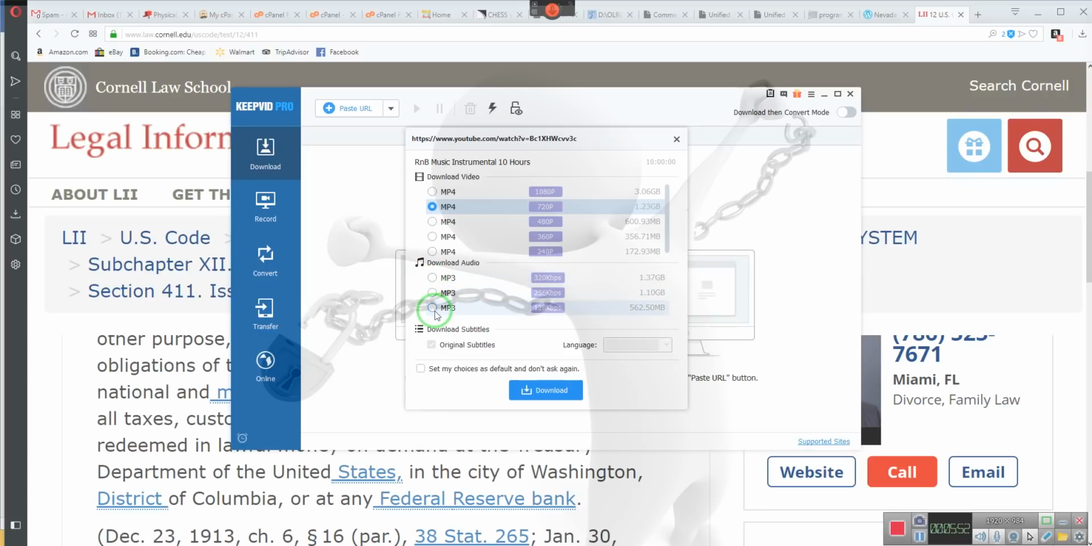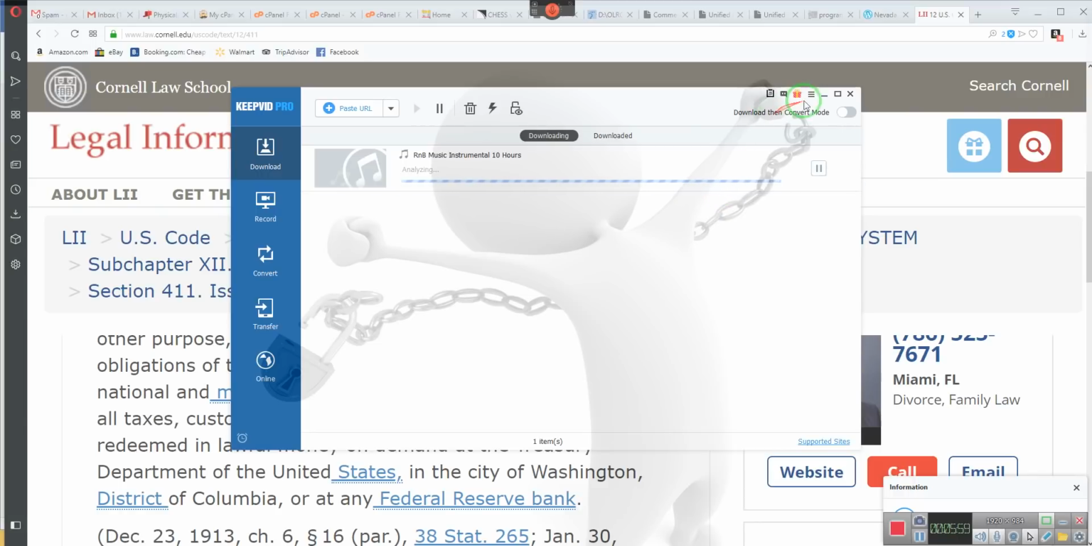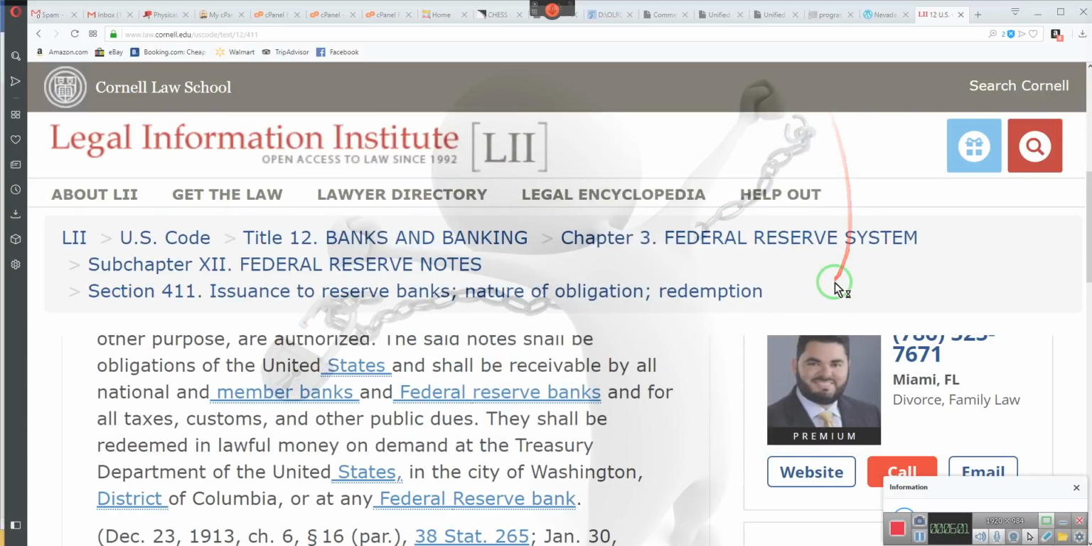We can download the music where it's just the music. Yeah, we'll do this. That's 500 megabytes. So I can do that. It's just the music, no video.